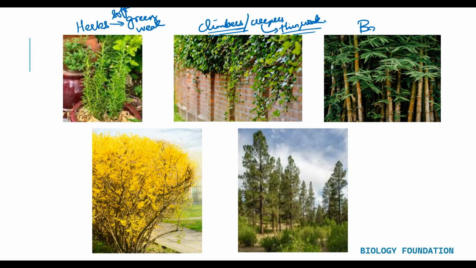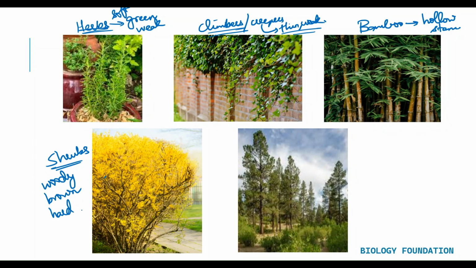If you see bamboo, here the stem is hollow, right? In shrubs, how is the stem? It is woody. Can you see the brown stem? Unlike in herbs, where you have a green stem, here you can see the brown, woody stem. Okay, it's quite hard, hard and woody.